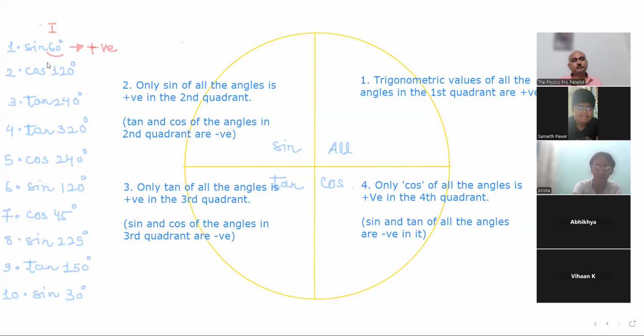Sir, 60 would lie in the first quadrant. First quadrant. So what is written? What is the rule for the first quadrant? It says trigonometric values of all the angles in the first quadrant are positive. So sine, cos, tan all are positive. So sine 60 is positive. Sir, I understand. That's great. Go ahead and do the rest of the 9.